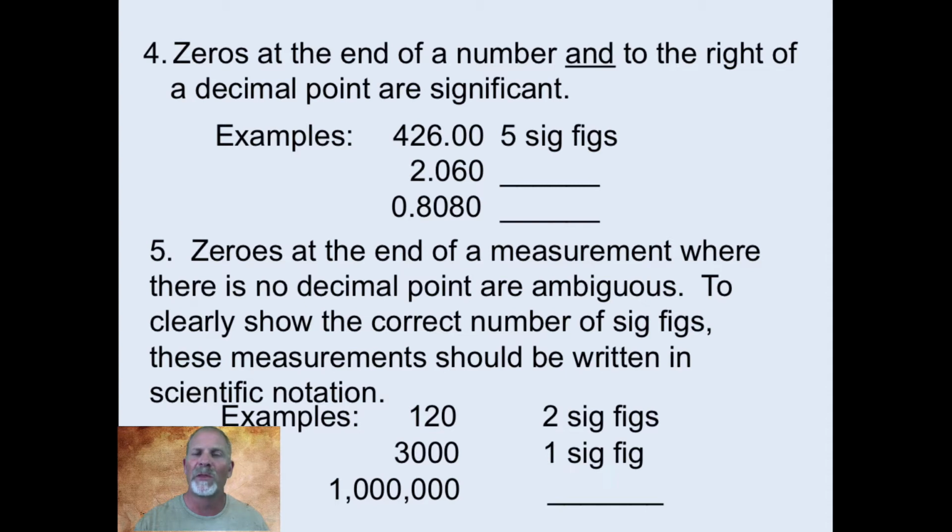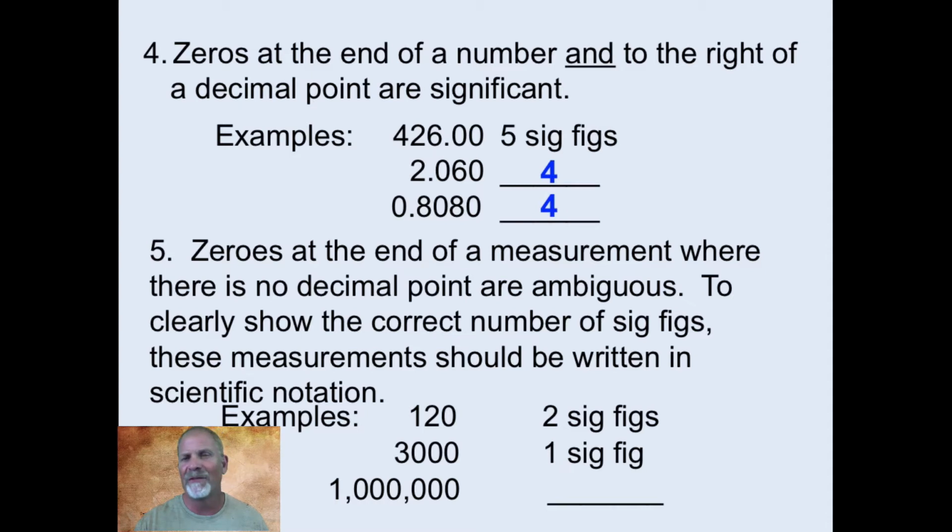2.060, one zero is sandwiched, but the other zero is at the end of the number. But again, it's following the decimal point in a whole number. So there has been a whole number in front of it. It makes it all significant. So I have 4 sig figs, and the last one I have 4 sig figs.